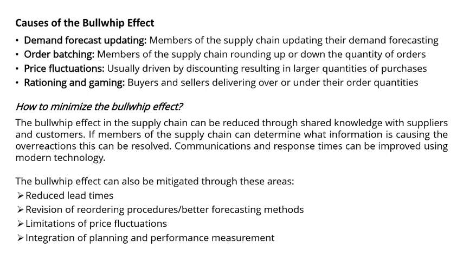So we'll see how to reduce these areas. How the bullwhip effect can be mitigated. So first, it reduces the lead time. It helps in revision of reordering or better forecasting methods. It helps in limitation of price fluctuation, integrating of planning and performance measurement. And how can you minimize the bullwhip effect? This can be done through sharing the knowledge with the suppliers and customers. If the members of the supply chain can determine what information is causing overreaction, this problem can be resolved.